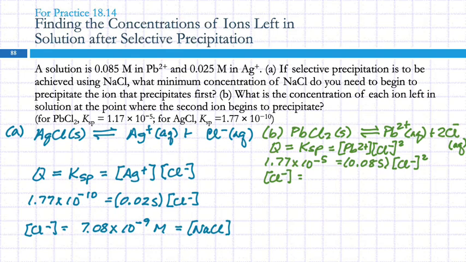So we're going to get the square root. Do you see what I did wrong there? For lead, it's 1.17, and this is 1.77. That's awfully picky, isn't it? It matters. Let's fix that. Okay, square root of 1.17 times 10 to the minus 5 divided by 0.085.